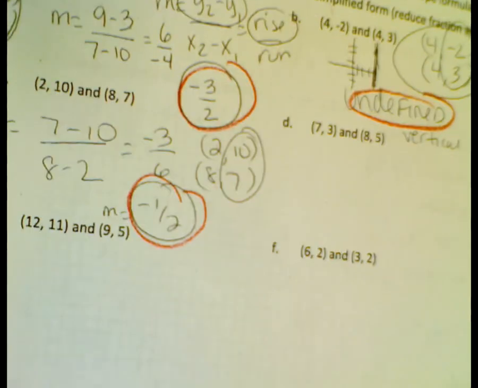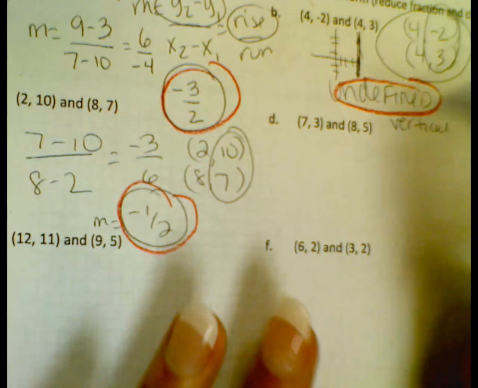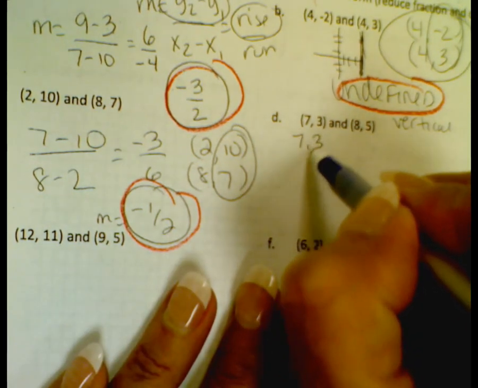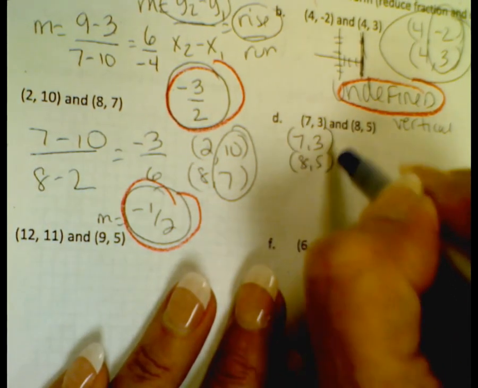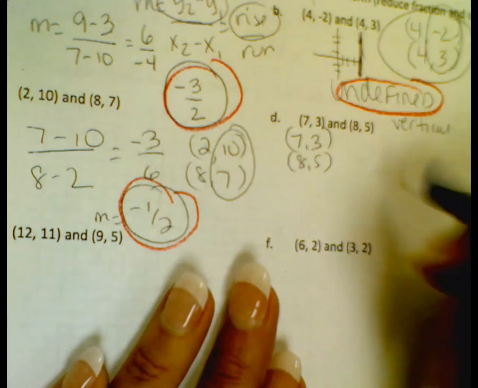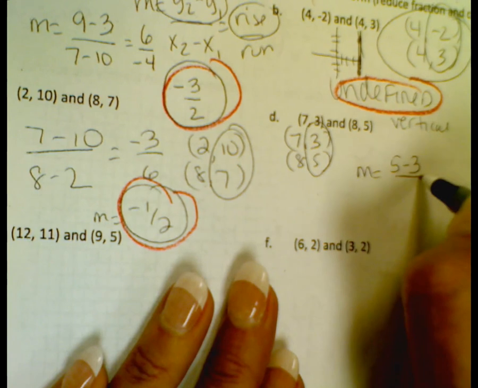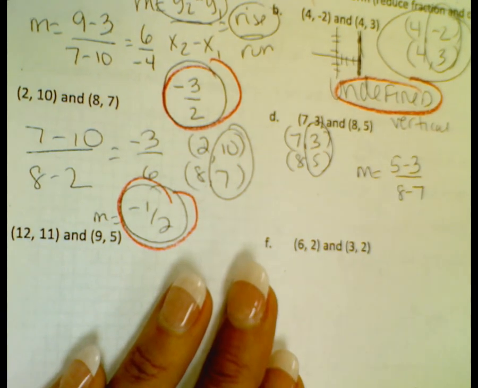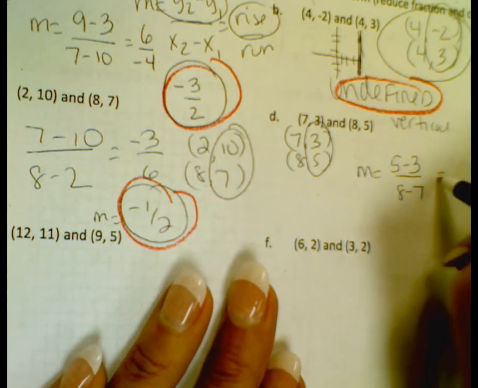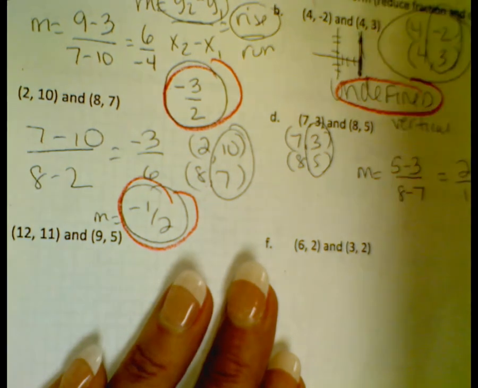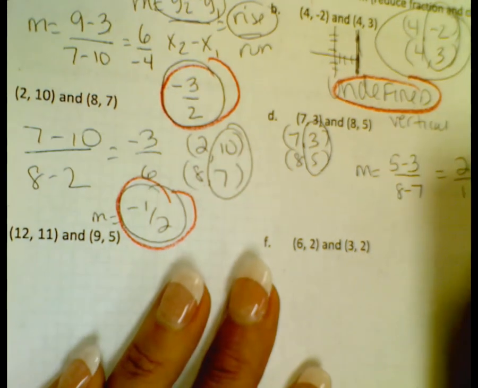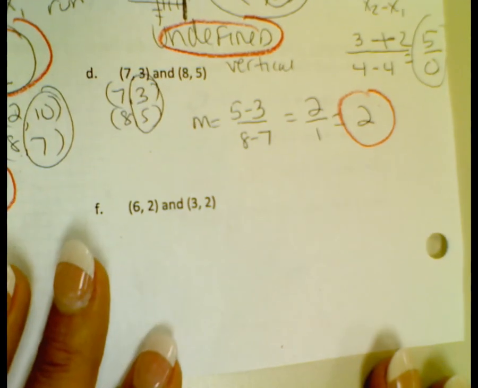These are answers. Okay, so I'm going to write my ordered pairs underneath each other. Okay, so my slope is, do your y's first, 5 minus 3 over 8 minus 7. Do you guys see that? Which is 2 over 1, which is 2. Circle, that's your slope. Slope is 2.